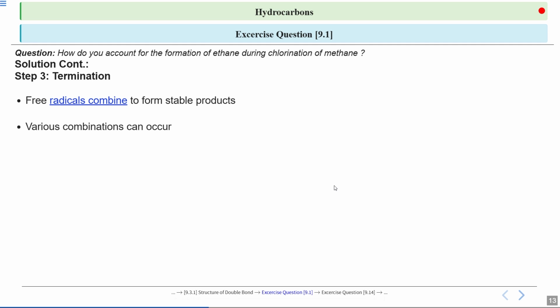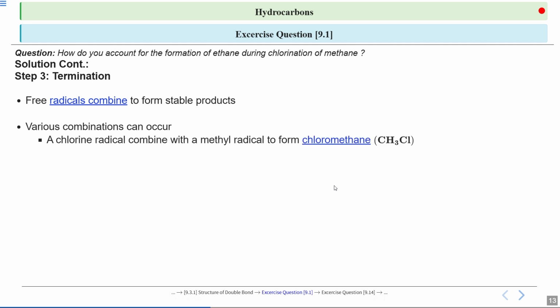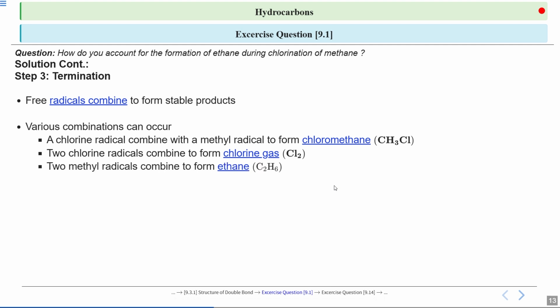Various combinations can occur. What are those? One possible combination is a chlorine radical combining with a methyl radical to form chloromethane, represented as CH3Cl. So this is a primary product of the chlorination process and highlights the role of radicals in forming new compounds. Another combination involves chlorine radicals coming together to form chlorine gas, which is Cl2. Then finally, two methyl radicals can combine to form ethane, which is C2H6. This is the key side reaction that explains the formation of ethane as a byproduct. It is a great example of how unexpected products can arise from radical reactions.